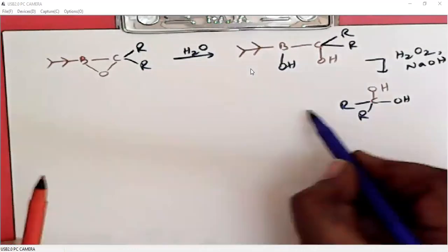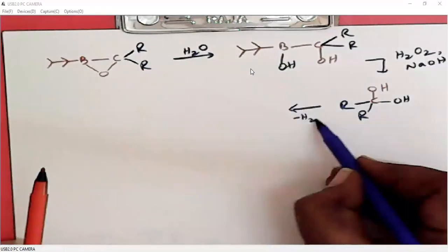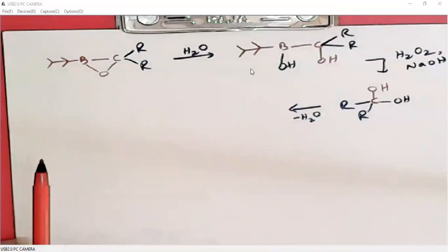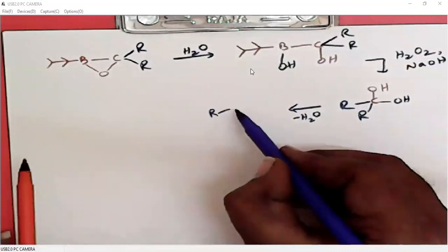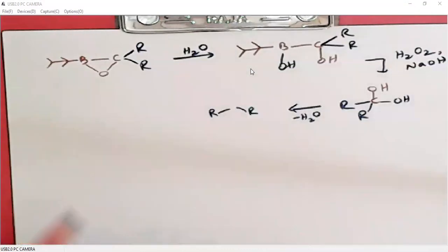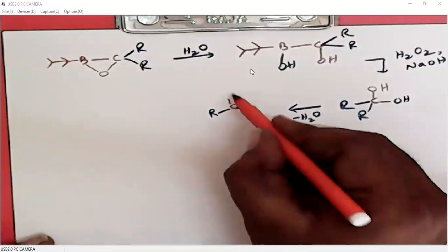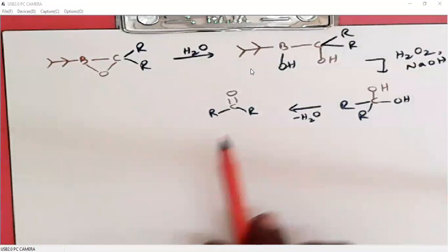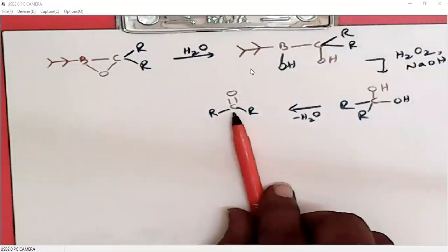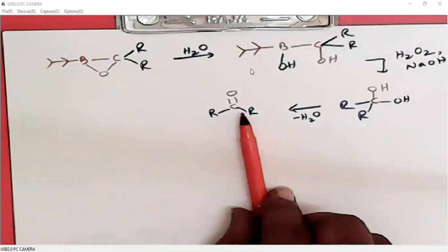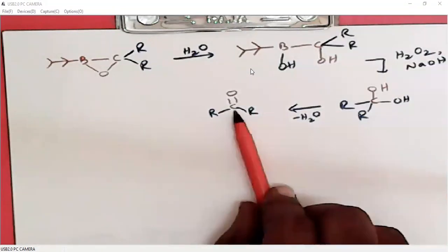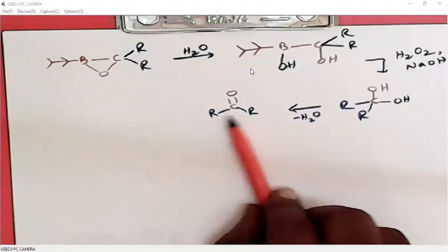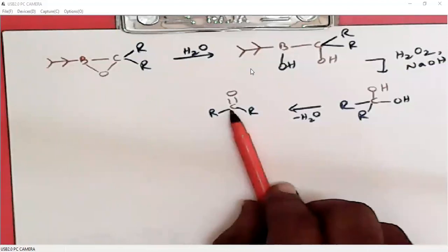Because it is a diol, it is unstable. Two hydroxy groups on the same carbon are unstable. So immediately with loss of water, it will be converted to a carbonyl. So that means when we don't apply any temperature, then carbon monoxide addition will lead to a ketone. The alkyl groups will be migrating to the carbonyl carbon. Both alkyl groups will be migrating to the carbonyl carbon.